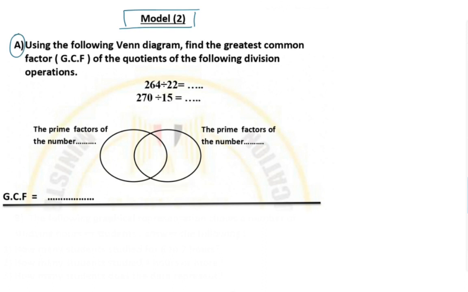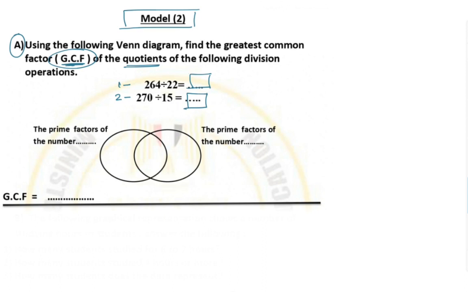First question A. Using the following Venn diagram, find the greatest common factor, GCF, of the quotients of the following division operations. You have two division operations, number 1 and number 2. So after you find the quotient of each of them, you will get two numbers, right? After you find these two numbers, you have to find the GCF between these two numbers.